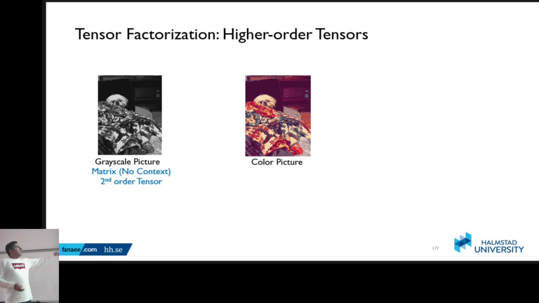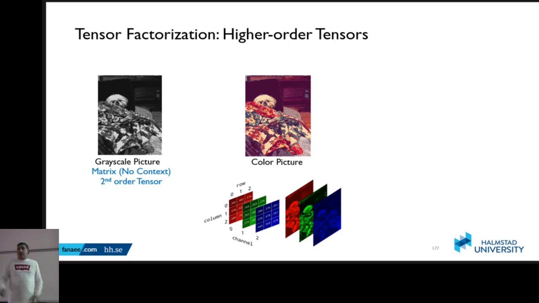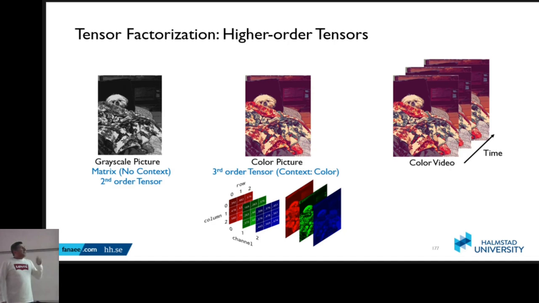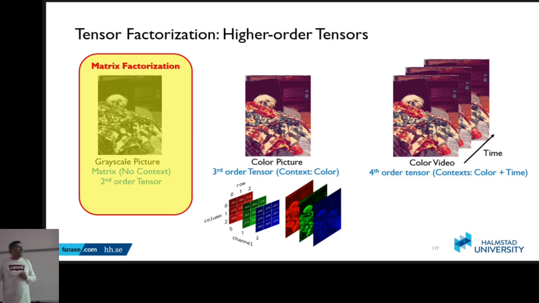Okay, so then you have a color picture. A color picture is a third order tensor because we also have channel information which models the red, green, blue numbers, right? And then if we add more context to this, video data, this is a fourth order tensor, right?